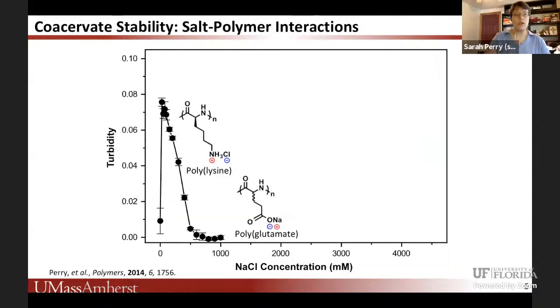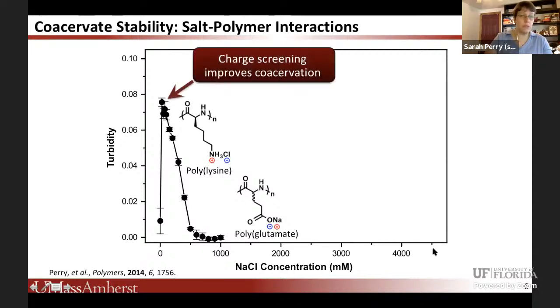Okay, so salt makes a difference. We could look at that a little bit more carefully. And in this plot, I'm showing you turbidity now versus the amount of added sodium chloride in this case. And what we see is that a little bit of salt seems to be good, right? Some charge screening going on, maybe allows the polymers to interact a little bit more. It's difficult to say from a turbidity plot whether you have more yield, right? But you're getting more signal.